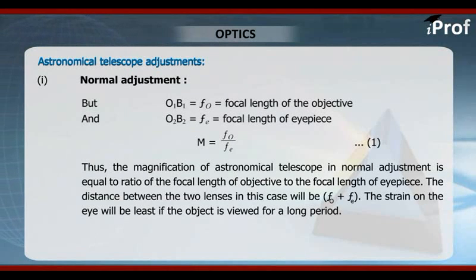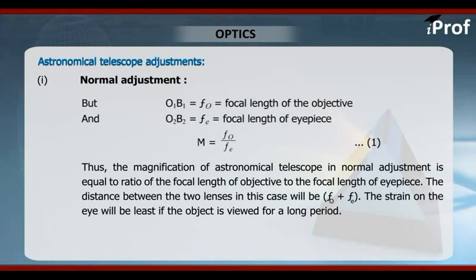Now here O1 B1 will be equal to FO, that is the focal length of the objective lens, and O2 B2 is equal to the focal length of the eyepiece. So the magnification for a telescope in normal adjustment is FO over FE. Therefore, the magnification of an astronomical telescope in normal adjustment is equal to the ratio of the focal length of the objective to the focal length of the eyepiece. The distance between the two lenses in this case will be FO plus FE.